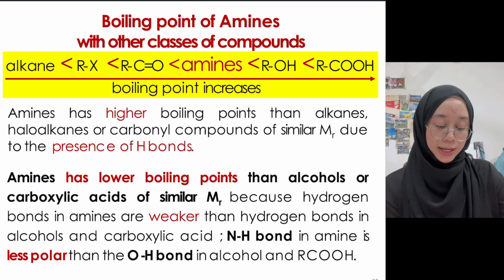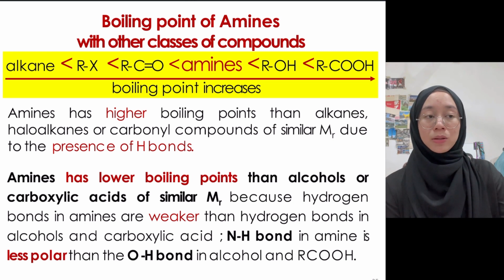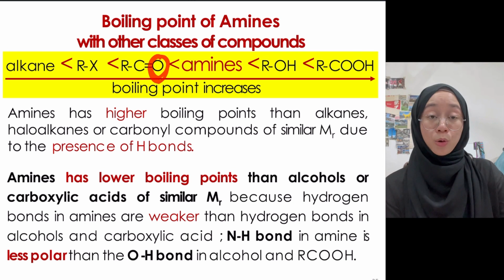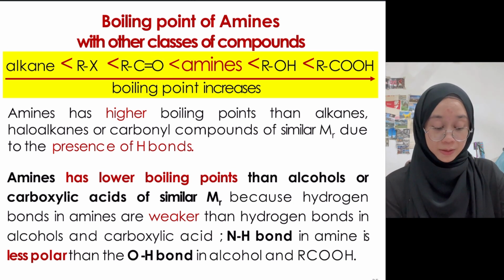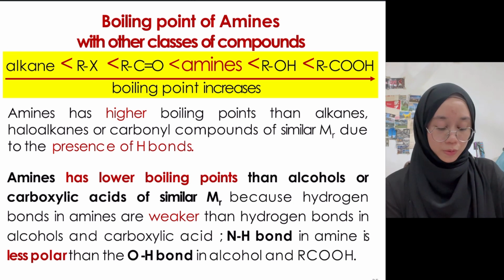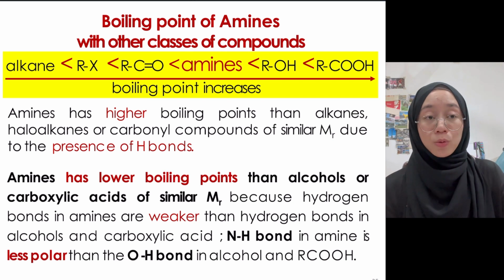Tapi haloalkane lagi rendah lah, sebab usually kita akan tengok untuk Br dengan Cl. Br dengan Cl tu less electronegative compared to antara C dengan O. O lagi electronegative daripada kita punya X kat sini. Okay, so carbonyl group secara general lagi tinggi boiling point dia compared to haloalkane.